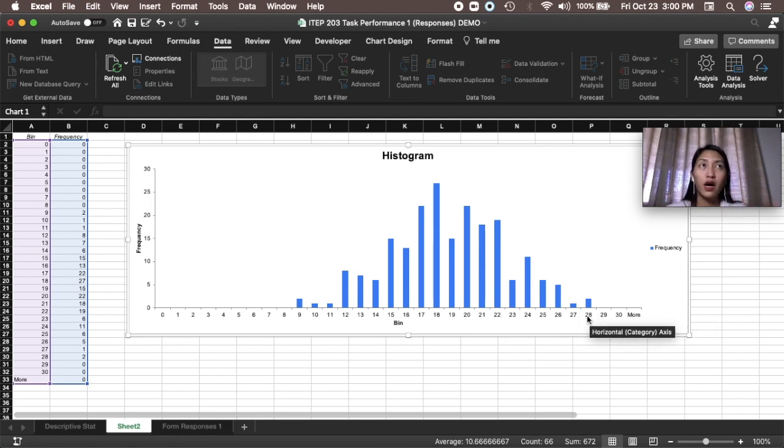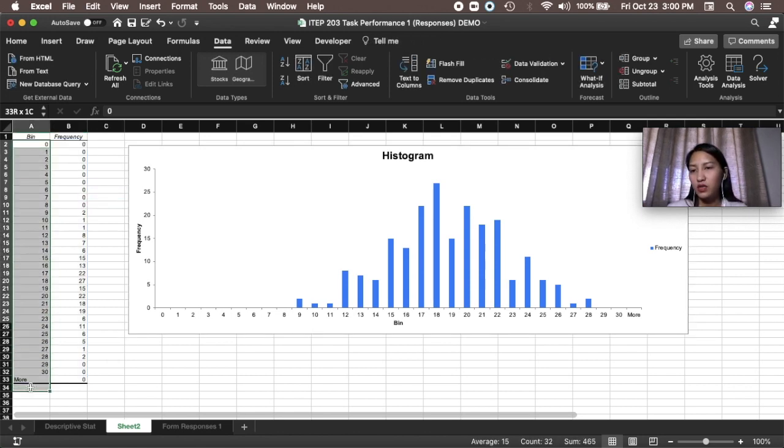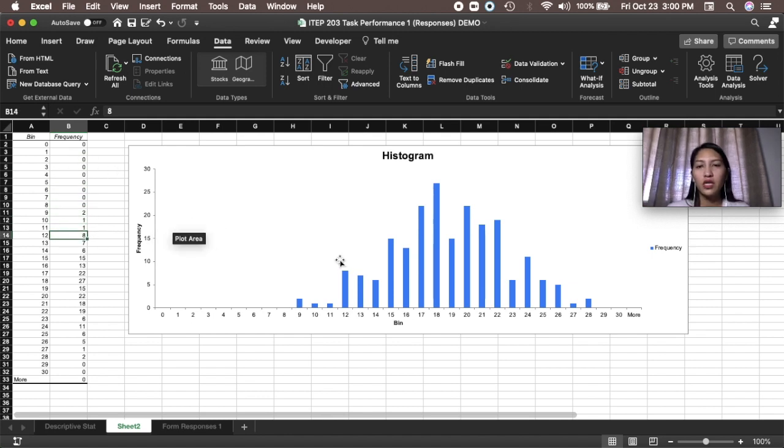Kasi yun yung sinet ko na number of points dun sa task performance. Diba 30 points yung task performance 1 yun. Kaya ito yung ating bin. As you can see here, the bin is 0. Yung frequency, kada point, 0. Walang naka-0, walang naka-1, walang naka-2. Pinakamababa na ay 9, tapos isang 10, isang 11. So, inilagay niya dito sa histogram yon. So, merong dalawang naka-9, isang naka-10, isang naka-11. Ang pinakamadami dito ay, kung makita nyo dun sa mode natin is 18, 27.